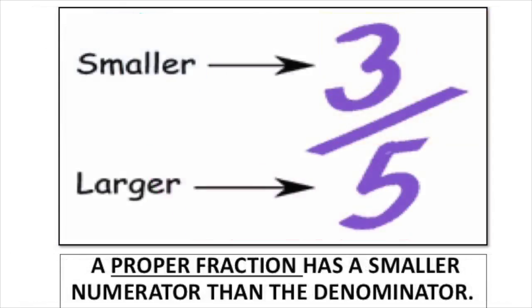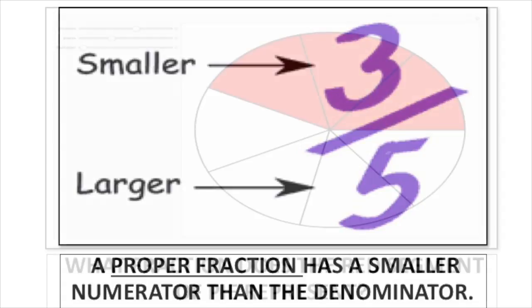Yes. A proper fraction has a smaller numerator than the denominator. Yes, proper fractions, the top number always smaller than the bottom one. Who can have a guess? What fraction can we see written here? 3/5. Correct.